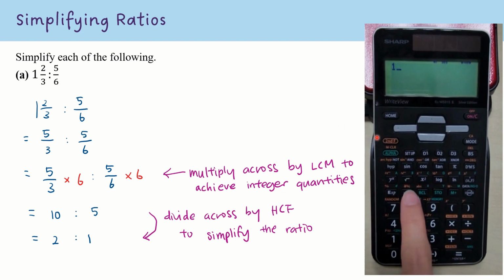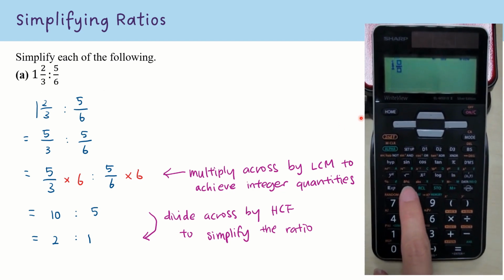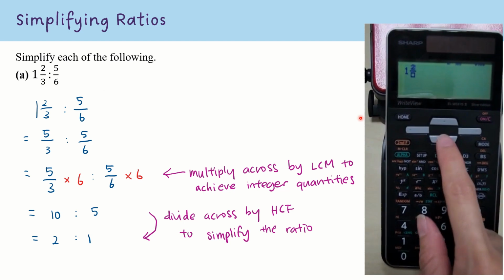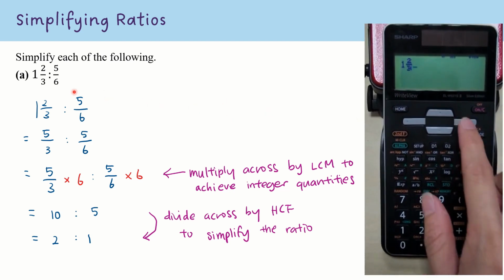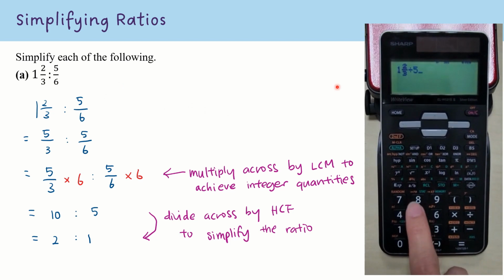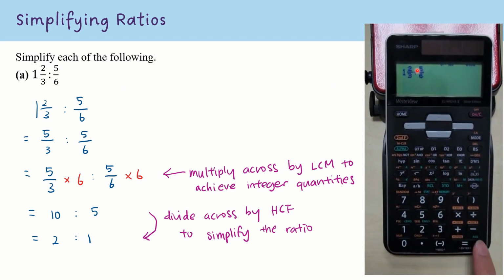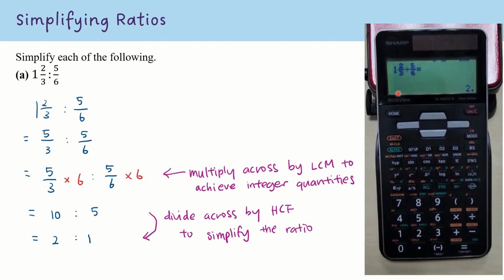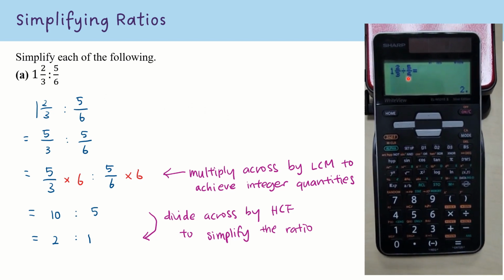In our calculator, what we will first do is press 1 and 2 over 3. Because we know that 1 and 2 over 3 is to 5 over 6 is the same as seeing it as a fraction or a division, we can recognize that 1 and 2 over 3 divided by 5 over 6 gives us a value of 2 in our calculator. It is a whole number 2, and a whole number 2 can be expressed as a fraction 2 over 1. So therefore the equivalence of this is 2 is to 1.